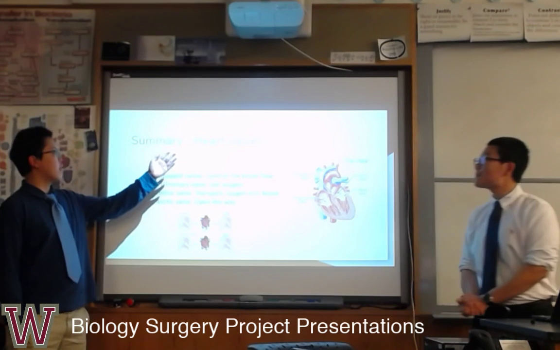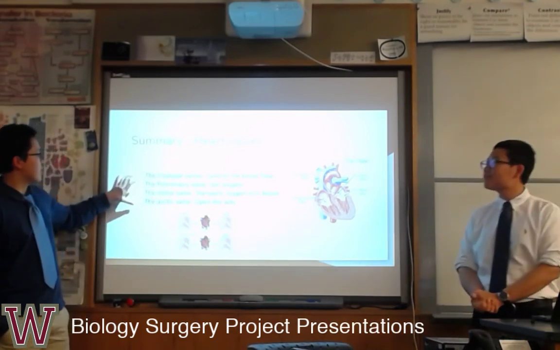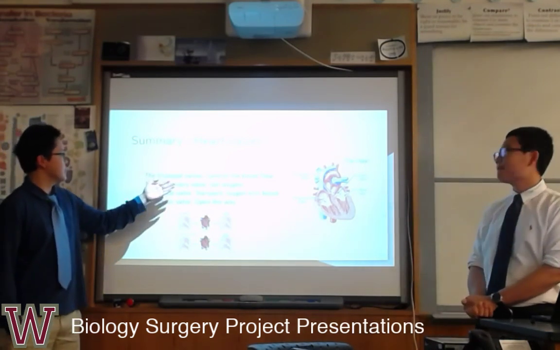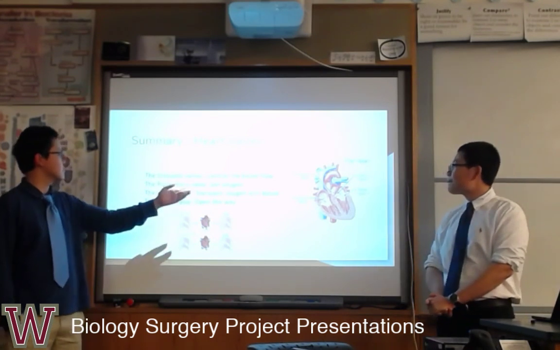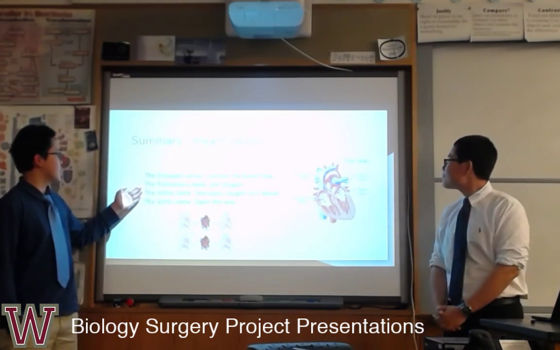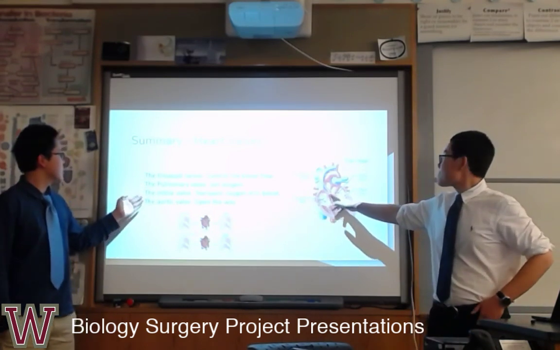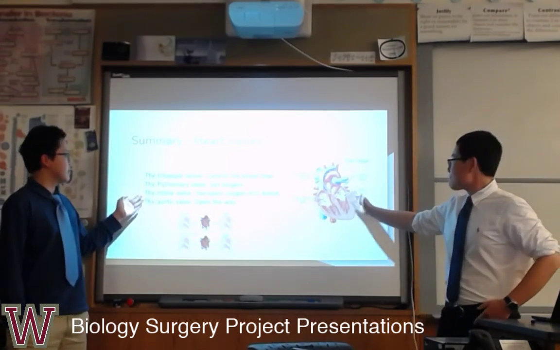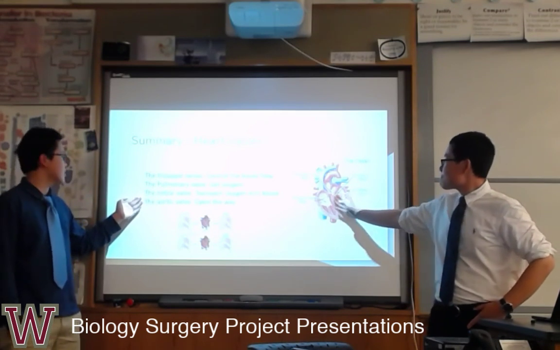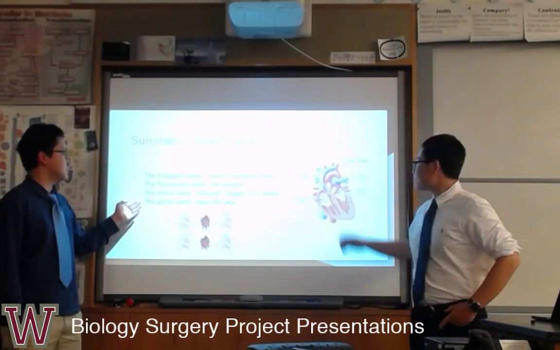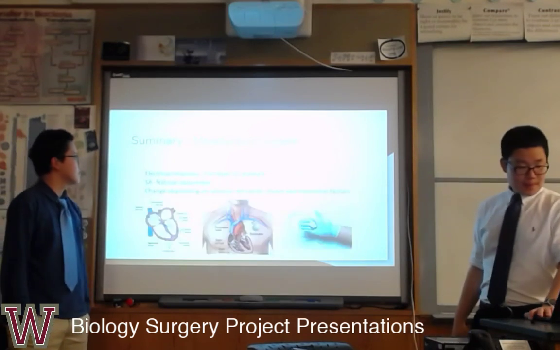The heart valves. So we have 4 heart valves. The first one is the tricuspid valve, which controls the blood flow, and the pulmonary valve, which carries blood to the lungs to get oxygen, and the mitral valve, which transports oxygen-rich blood, and the aortic valve, which opens the way for blood.